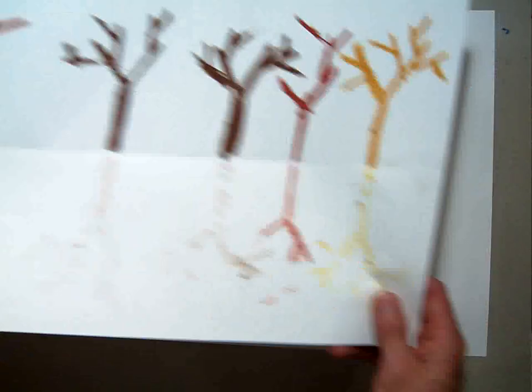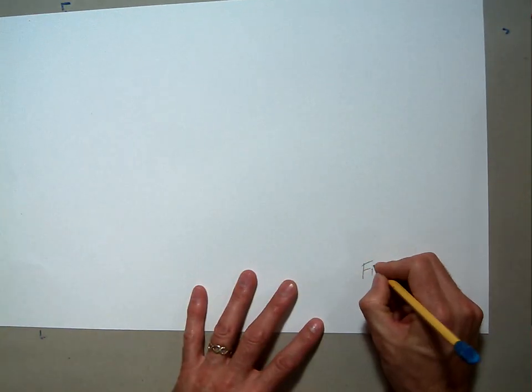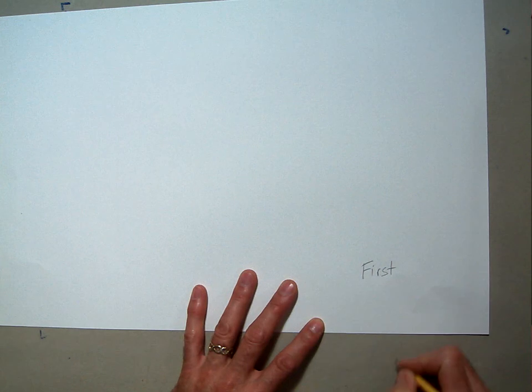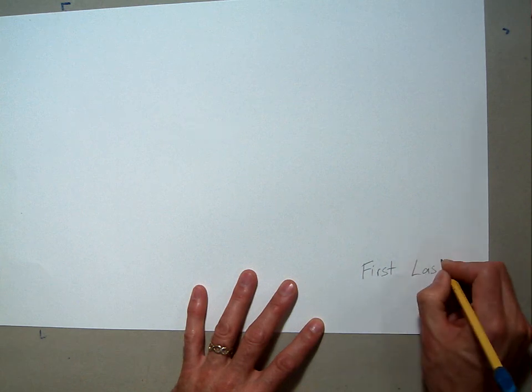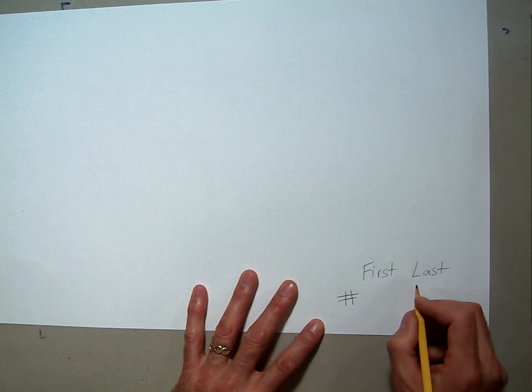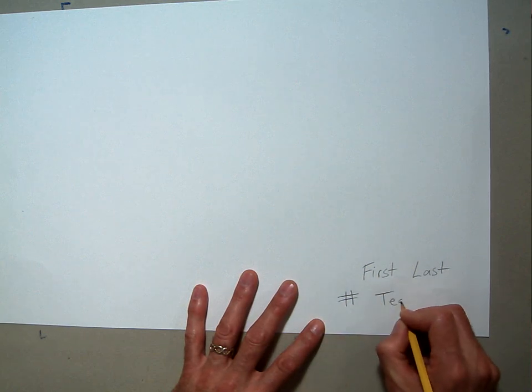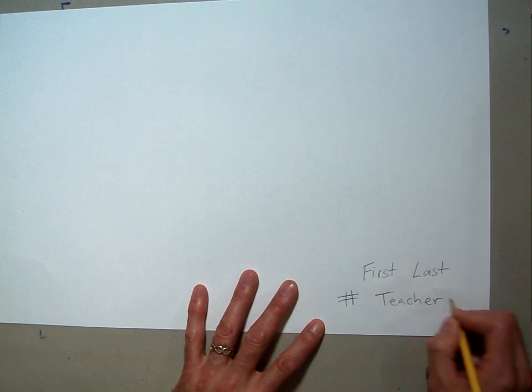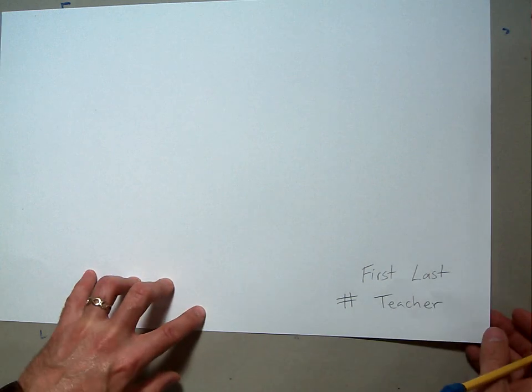So to start ourselves out, you're going to take your pencil, write your first name and your last name, your grade number or your section, and then your teacher's name. And by your teacher, I mean your homeroom teacher. Not me, not Mr. Lundgren, but your homeroom teacher.